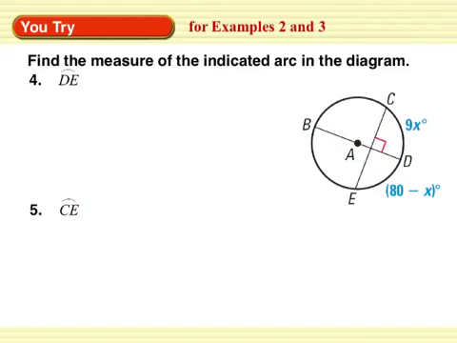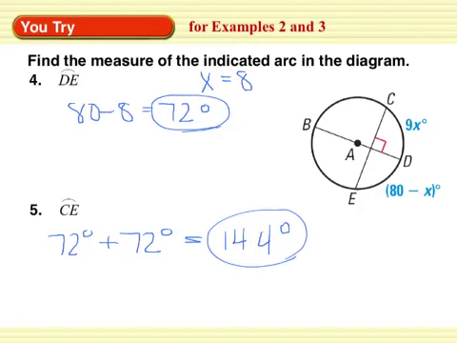You try, find the measure of the indicated arc in the diagram. We found that x equals 8, right? Let me double check that. Yes, x equals 8. So, finish the problem. We want to find what arc DE is and then arc CE. Push pause. Not too bad, right?